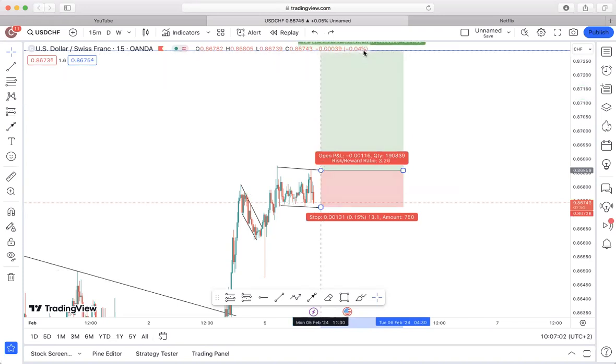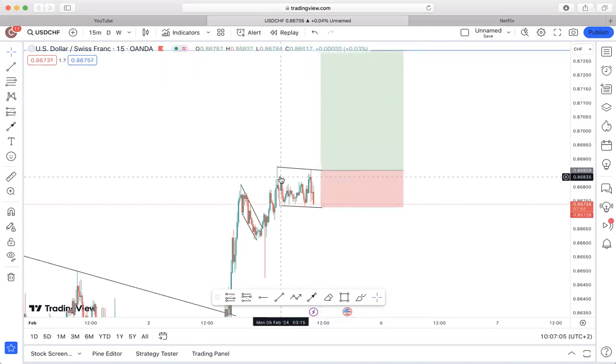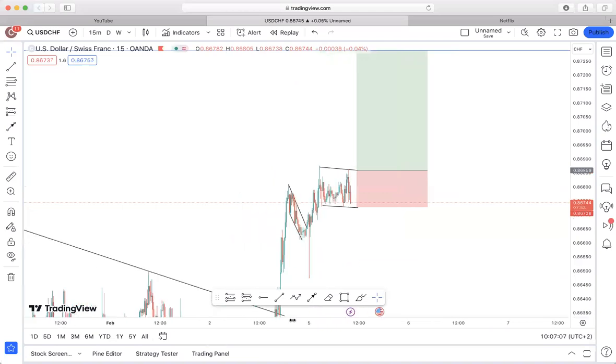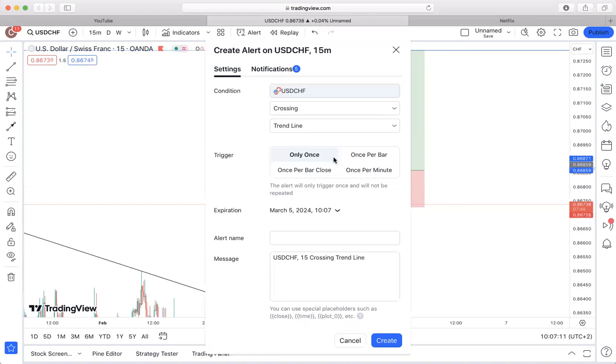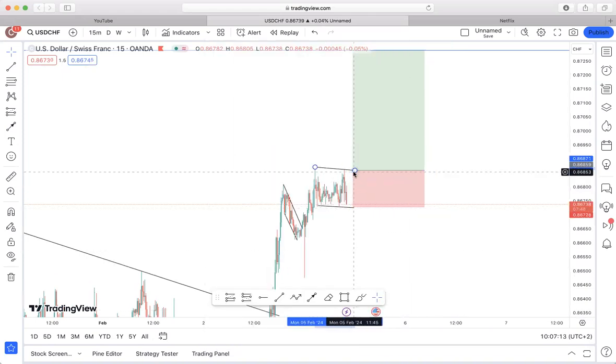And our target is going to be minimum all the way to the upside. So this is how we are looking at this pair. What I'm going to do is just place an alert on this trend line to get notified, just in case price is doing what?